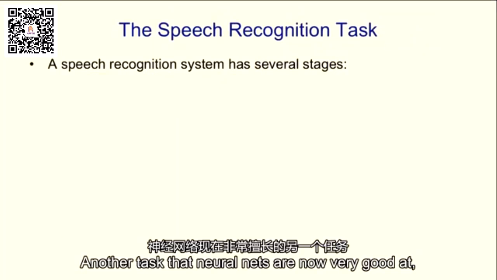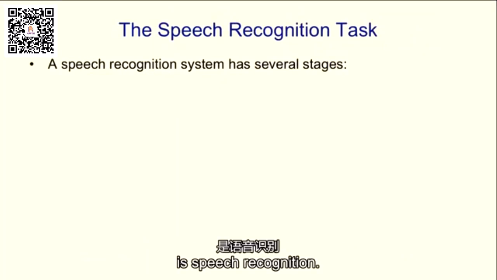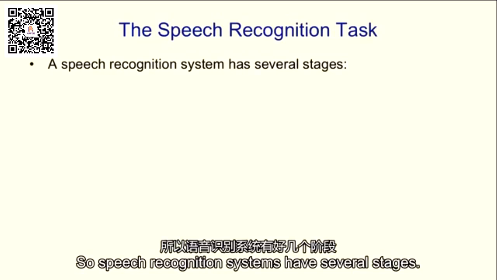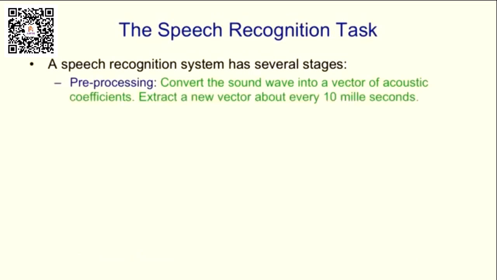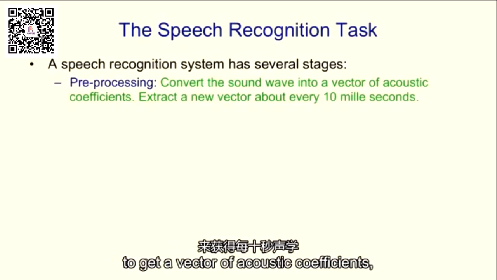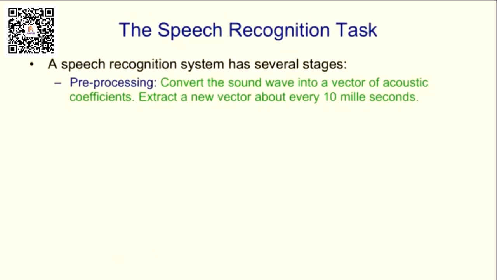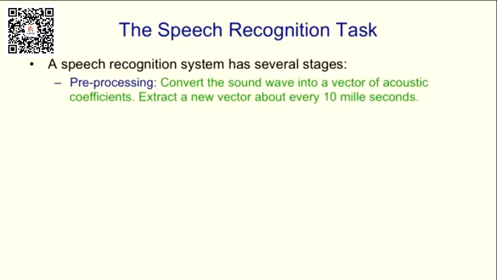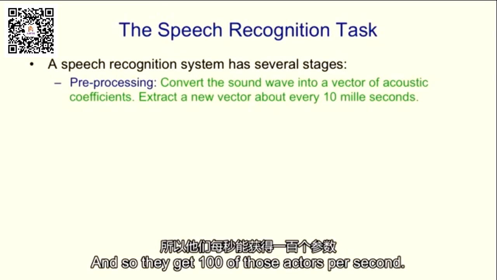Another task that neural nets are now very good at is speech recognition, or at least part of a speech recognition system. So speech recognition systems have several stages. First, they pre-process the sound wave to get a vector of acoustic coefficients for each 10 milliseconds of sound wave. And so they get 100 of those vectors per second.